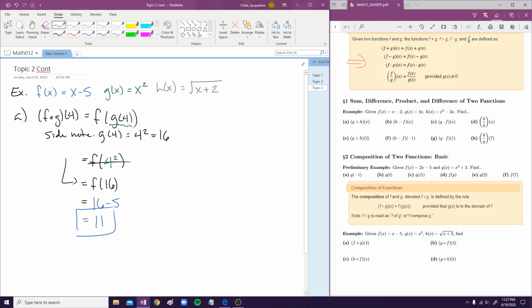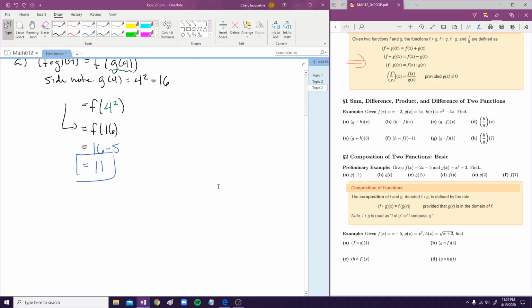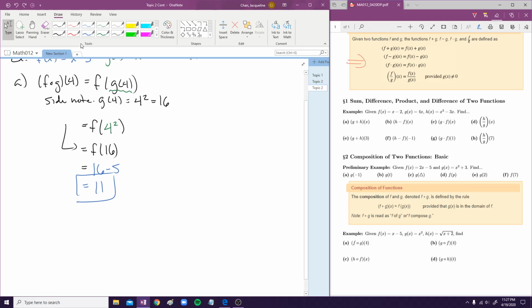Right? But I think it's just better, to be honest, in my opinion, to just keep it in the parentheses, right? Because I even think that this is a lot more writing than what has to be. Alrighty, so now we found f of g of 4.